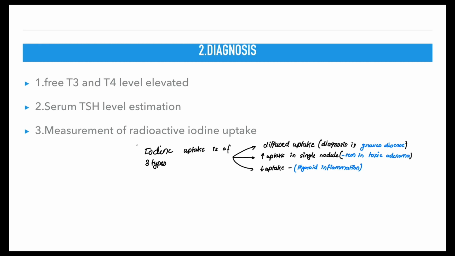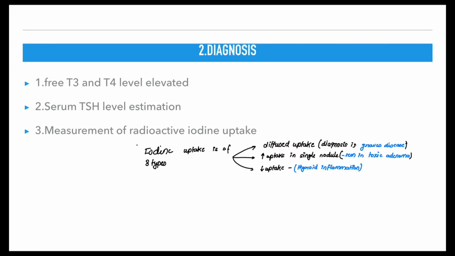Third, measurement of radioactive iodine uptake. Now, the iodine uptake can be of three types. Let's see its types. First one is diffuse uptake. Diffuse uptake means uptake is uniform throughout the gland. So, if the report says it is a diffuse uptake, the diagnosis will be Graves' disease.